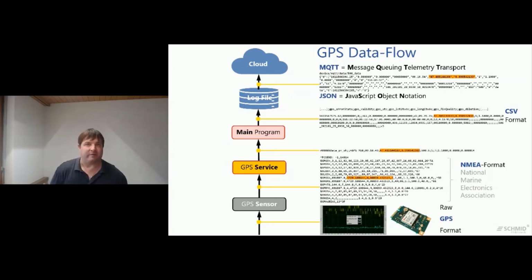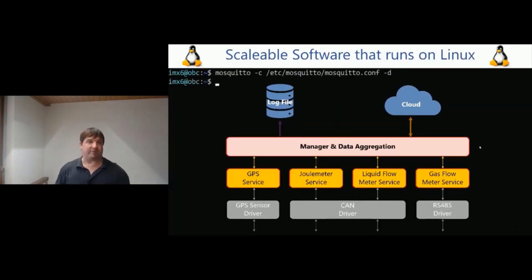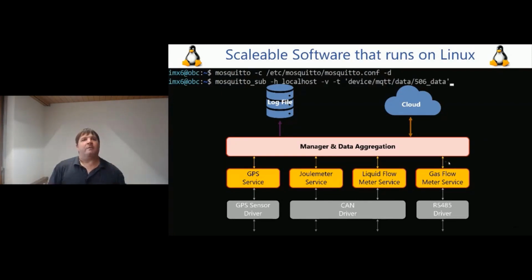And through MQTT, we send it to a cloud. MQTT stands for Message Queuing Telemetry Transport, also pretty common in IoT technology. And so here we see the stack, how the sensor values make it up to the cloud. We not only have GPS, but also the joule meter, the liquid flow meter, and the gas flow sensor, and all this data is aggregated in a main program powered by the Linux operating system.